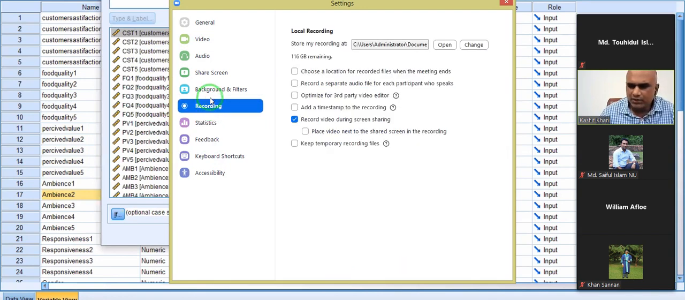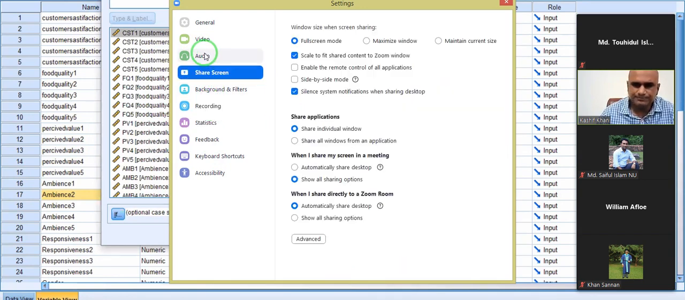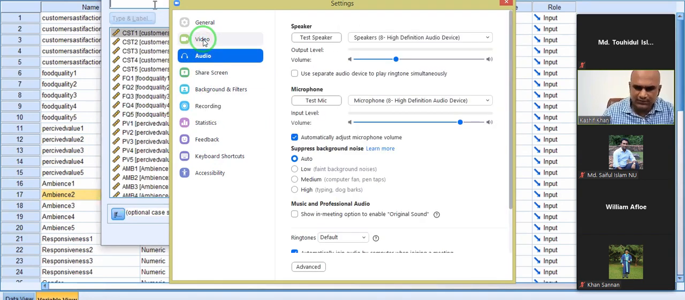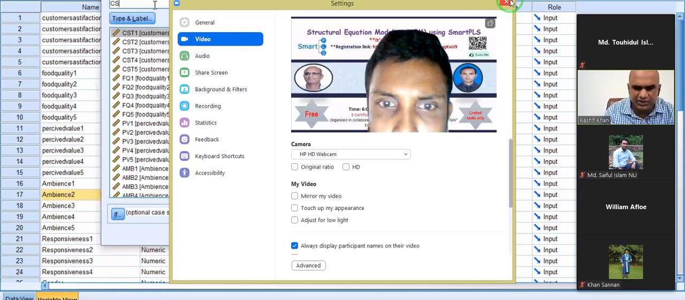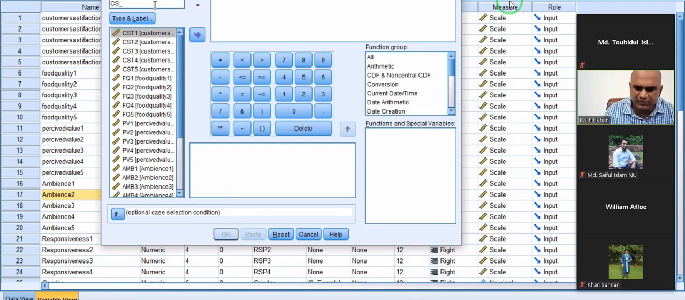Now, how are we going to do average? Very simple. Let's put customer satisfaction CS, and I'm putting CS underscore M. There should be no space. I can't put it like this, M, it will not accept it. It will keep giving me an error. M means mean value. Let's put it M a little bigger.